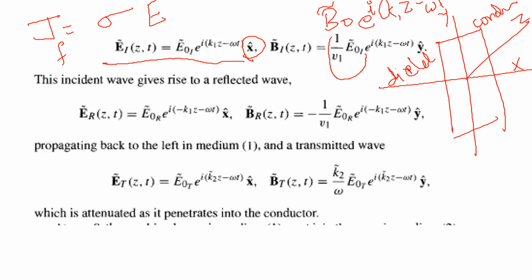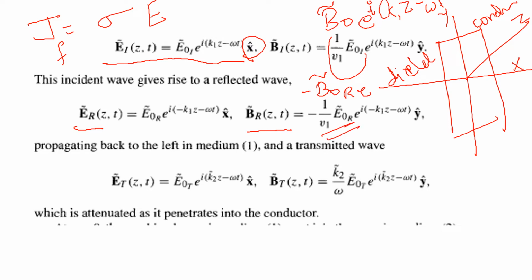And the reflected wave happens in the same medium. The reflected wave is represented by E_R complex equal to E0R complex times exponential i(minus K1 z minus omega t) x cap. And the magnetic field component B_R complex equals minus B0R complex times exponential i(minus K1 z minus omega t) y cap, where B0 is replaced by 1 divided by V1 times E0R.